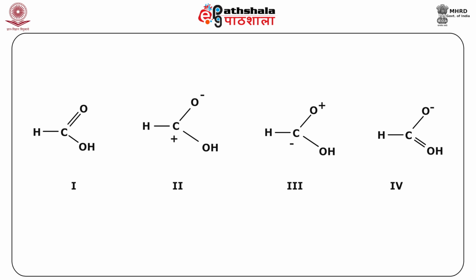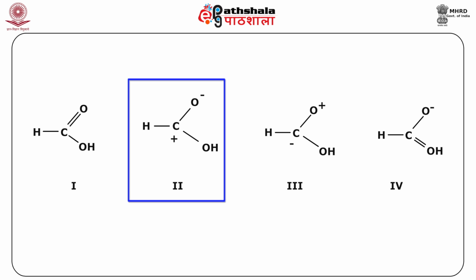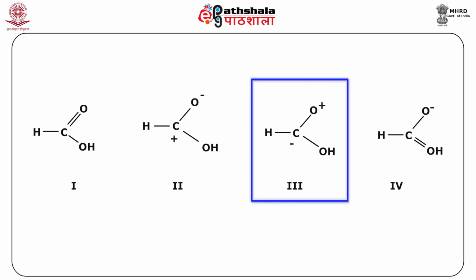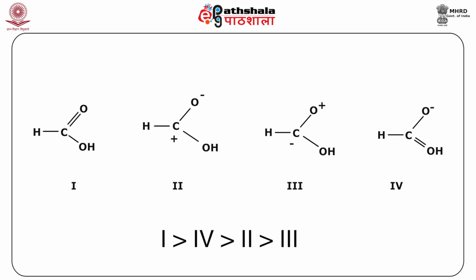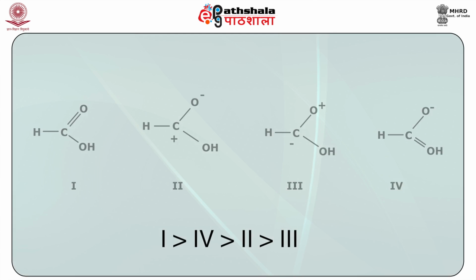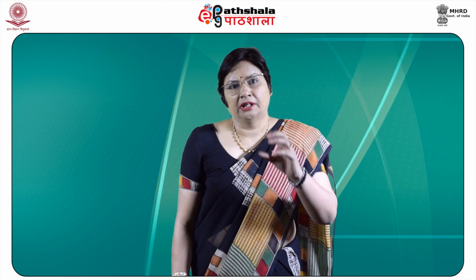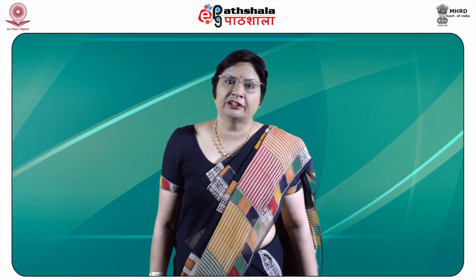Remaining 2 are second and third. Out of second and third, second is more stable, as it contains electronegative atom oxygen which has negative charge, and electropositive carbon which has positive charge, and it is the other way round in the structure 3, and that is the parameter 3. So, the overall stability order we get is first is most stable, followed by fourth, followed by second, and followed by third. So, I hope the concept of resonance is very clear to you now.